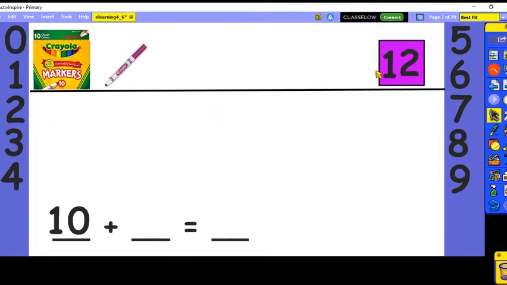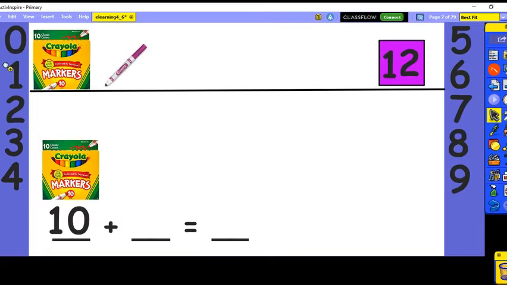Okay, so how many boxes of 10 markers and how many single markers do I need to make 12? So I've got a box of 10 markers. How many more single markers do I need to get to 12? Show me with your fingers. 10, a box of 10, and how many more to get to 12? So let's count up. 10, 11, 12. So that's 10, a box of 10 markers, and then 2 single markers to get to 12.